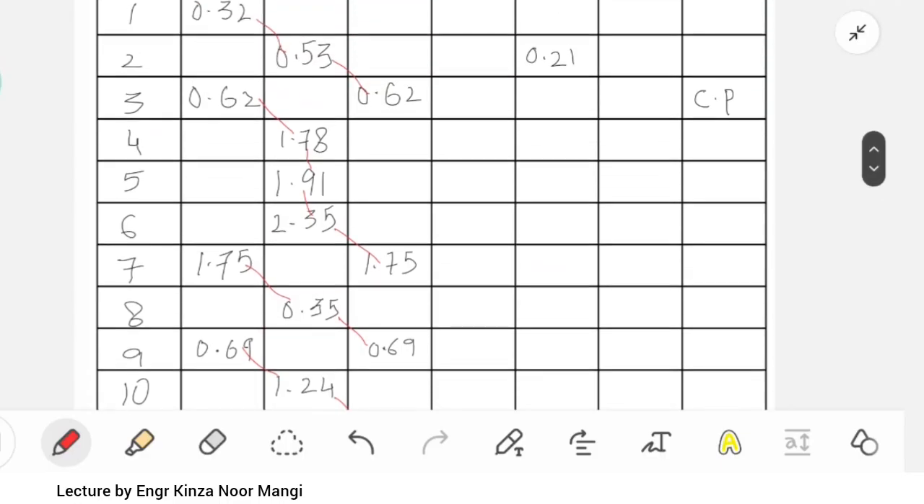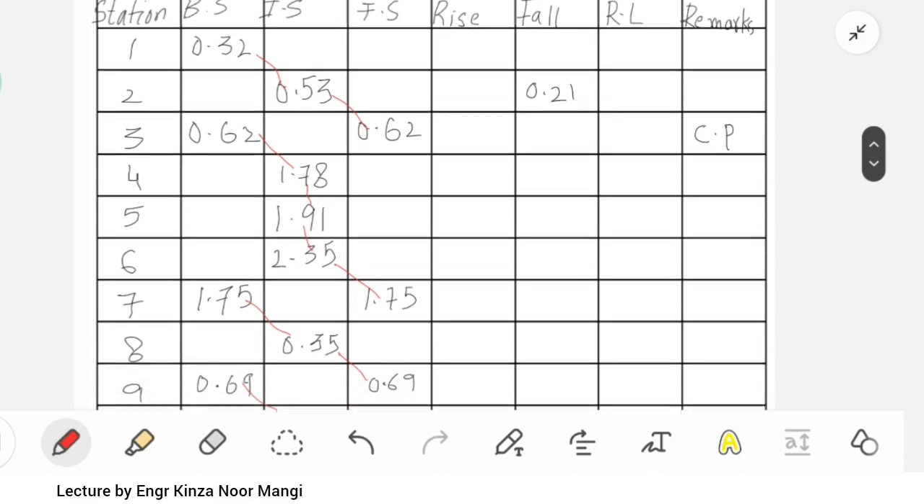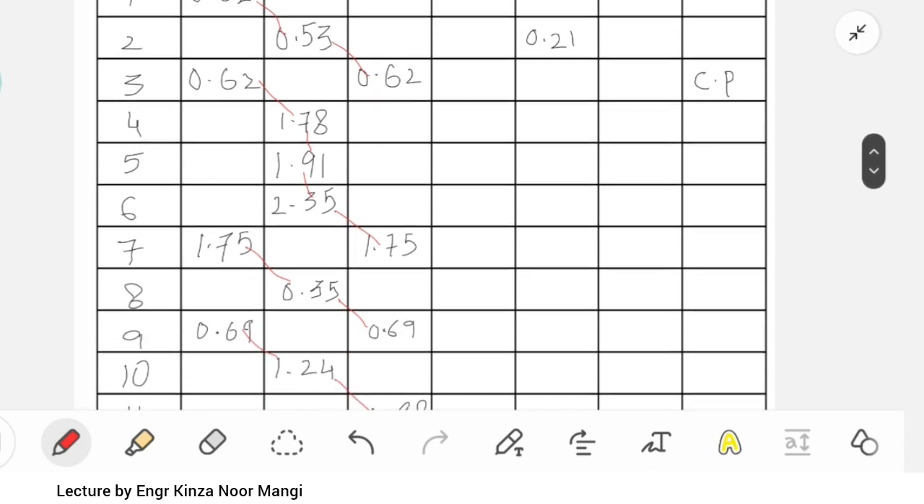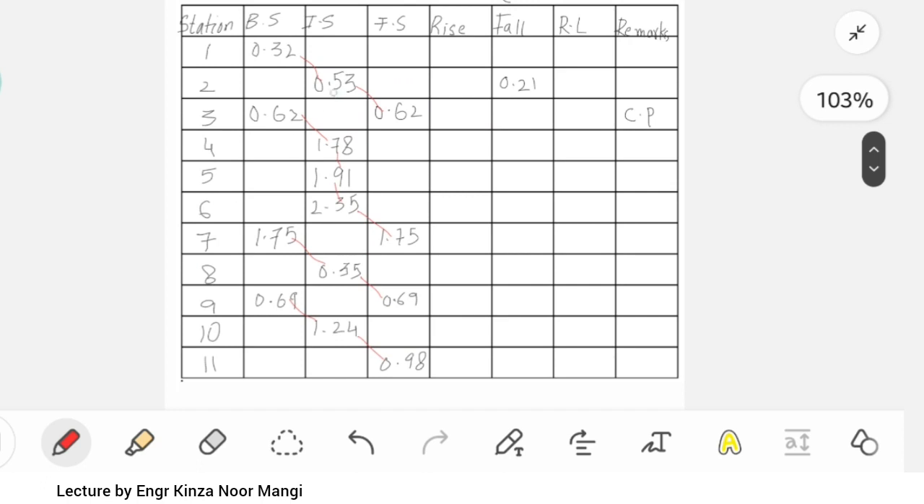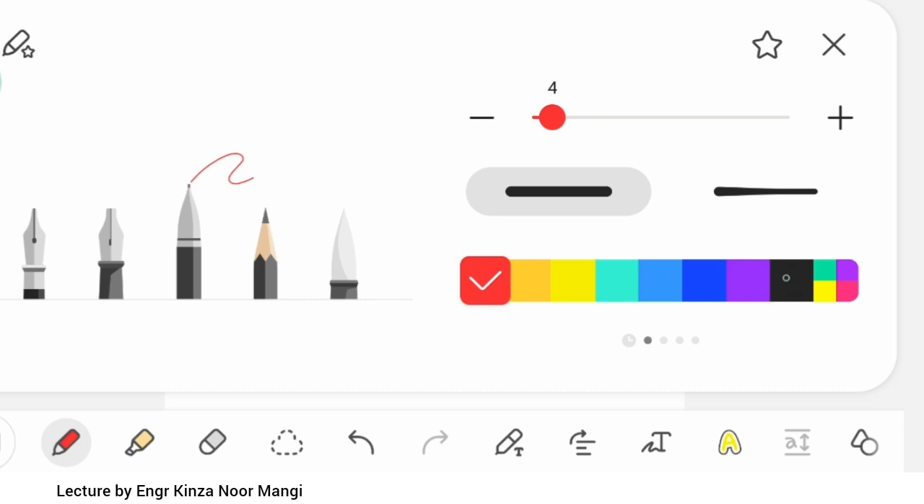Okay, so I have marked with these red colors how we are going to follow subtracting. The intermediate side will be subtracted from the backside in the first point, and then the foresight 0.62 will be subtracted from the 0.53. Okay, this is how it will be continued. So let's start doing this.